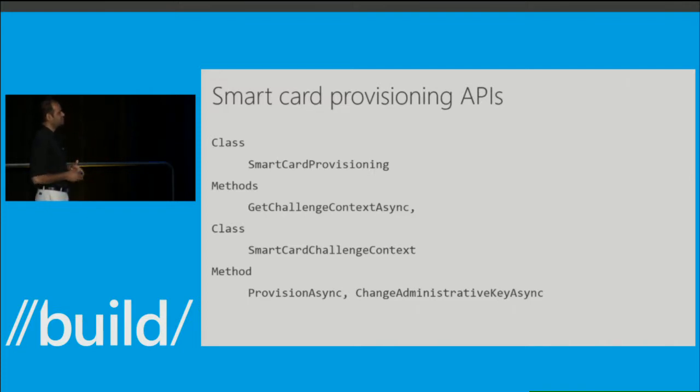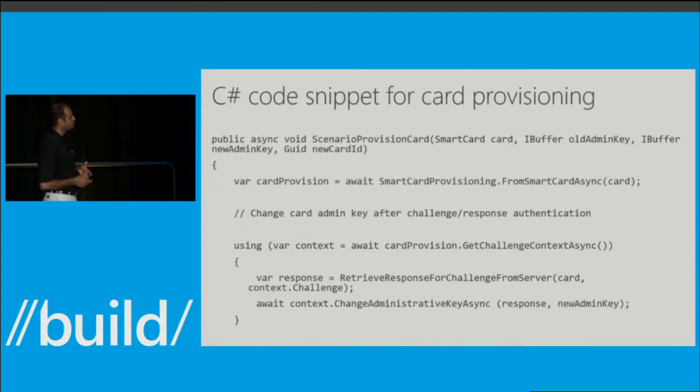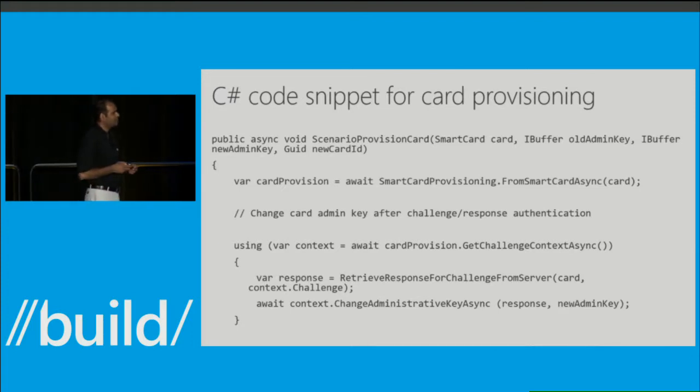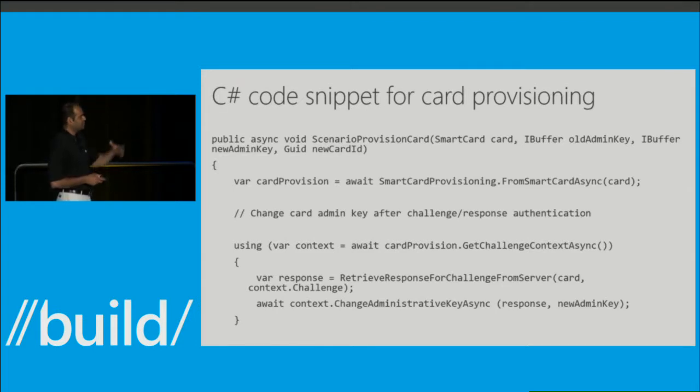So these APIs are used to format the card, change the admin key of the card, and format the card for use. So here's a code snippet for changing the admin key of the card. You start with the smart card object. There's a subsequent slide that talks about how you find that smart card, because you could have multiple smart cards on a PC. But for now, just assume that you have a smart card. You get a smart card provisioning object out of it, and then you call this function called getChallengeContextAsync on the card provision.